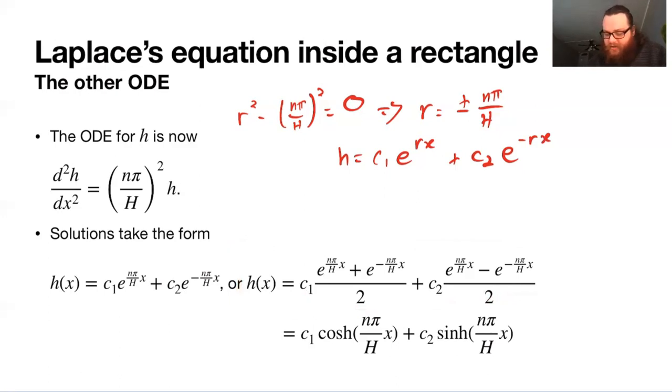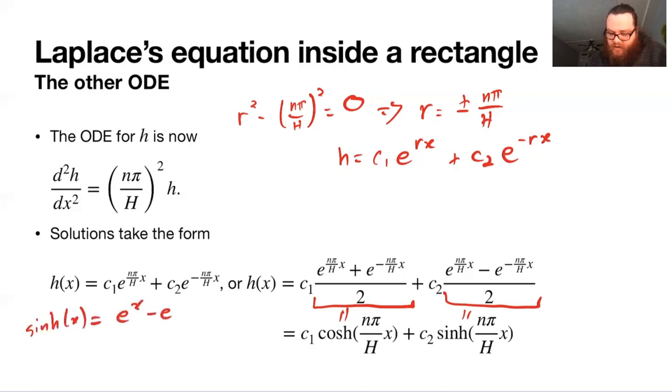And the nice thing about writing in this way is that these two functions kind of already have names, coming from the ODE literature. In particular, this thing right here is what we call cosh. This thing right here is what we call sinh. So sinh of x is e to the x minus e to the minus x over 2. Cosh is e to the x plus e to the minus x over 2.